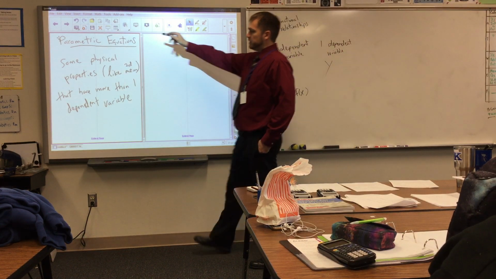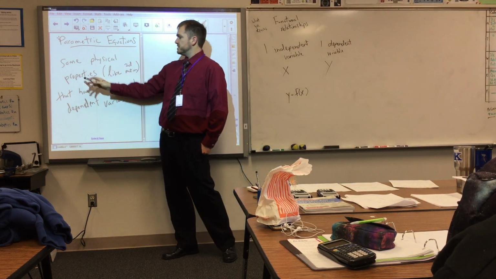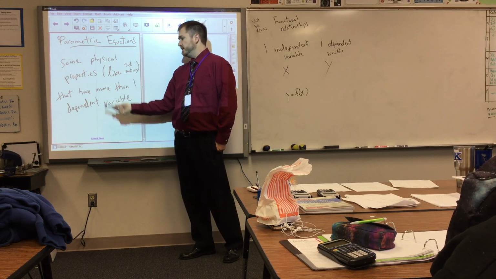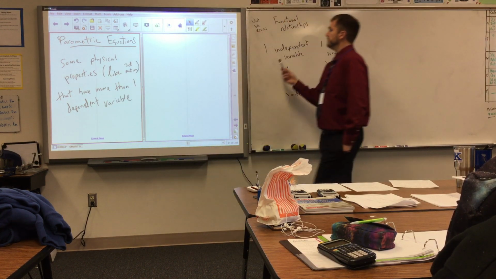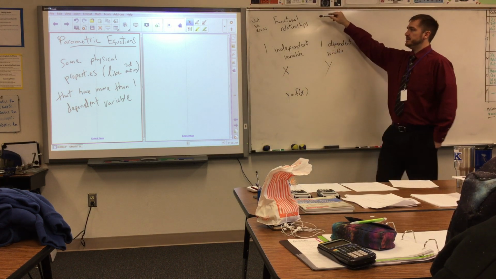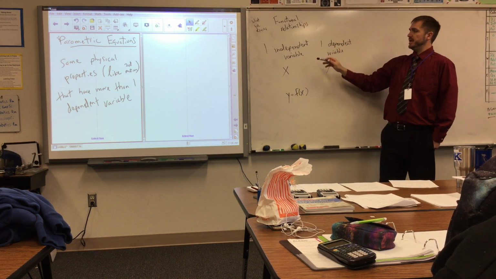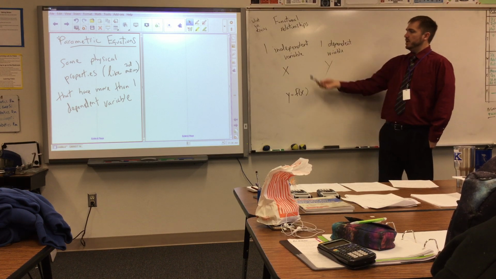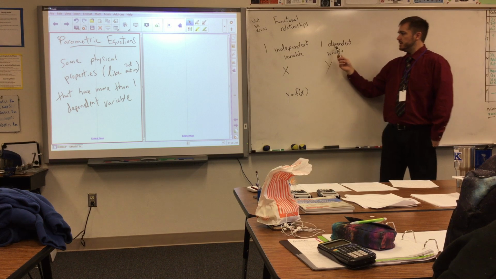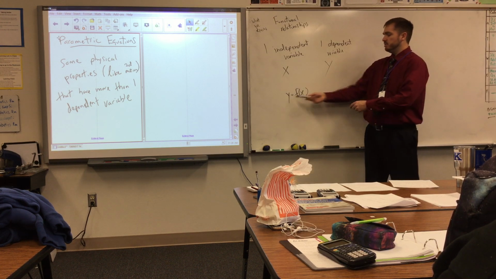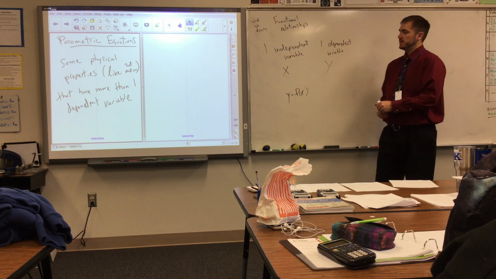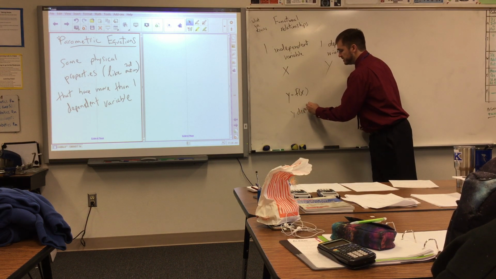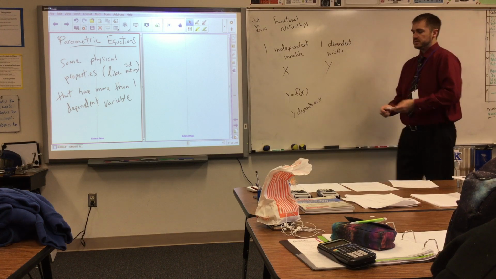So we're talking about parametric equations. Our problem is that some physical properties, like 2D motion and other things, have more than one dependent variable. The problem? We only know how to deal with functional relationships that have one independent and one dependent variable. Our independent variable is x, our dependent variable is y. We normally say y equals a function of x, y equals f of x, or we say y depends on x.